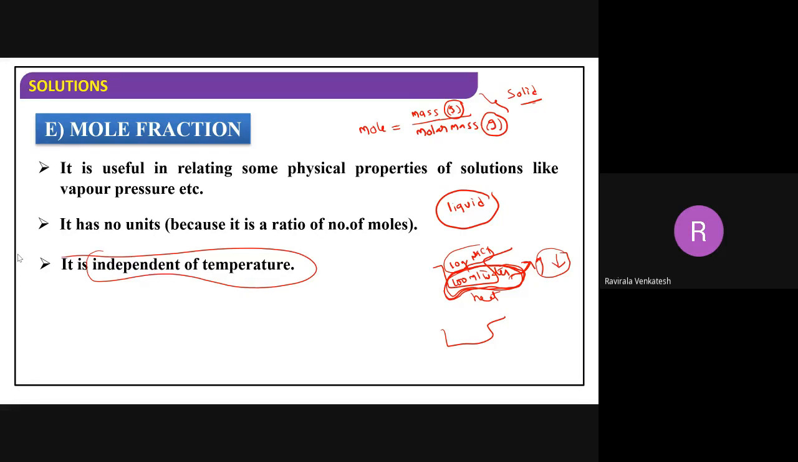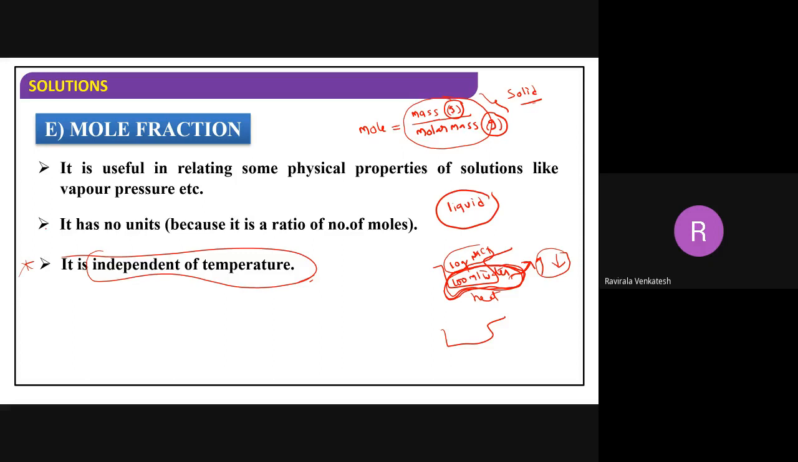Understood better what I'm saying here? Mole fraction does not depend upon the temperature. Why? Because in mole fraction, what units are we taking? Mass, which never changes with respect to temperature. So this is very important for MCQ questions. Mole fraction does not change with respect to temperature. It is independent.